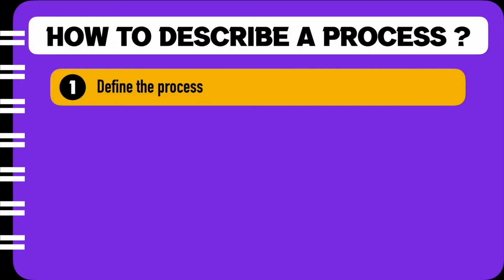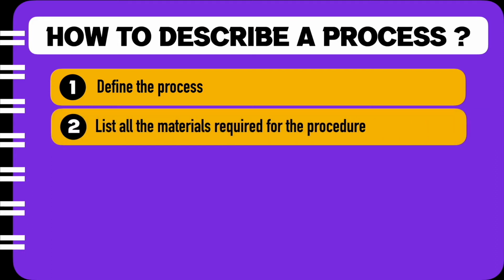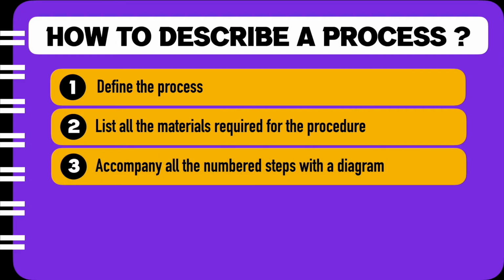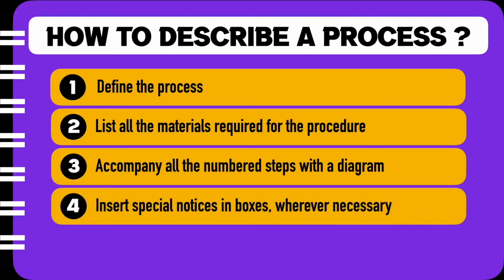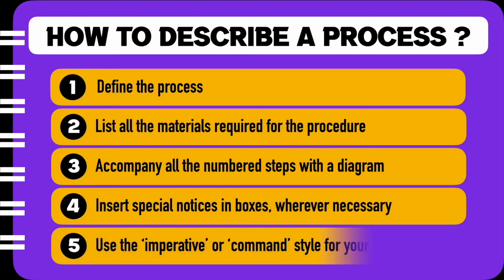The first one is to define what the process is all about. Then we need to include a list of materials required to carry out the procedure. The third thing is to have numbered steps which are accompanied by good, simple to follow diagrams. The fourth thing is obvious. We need to insert special notices in colored boxes wherever necessary. And the last one, very similar to the user instruction, is where we write all the steps in the imperative or the command style.